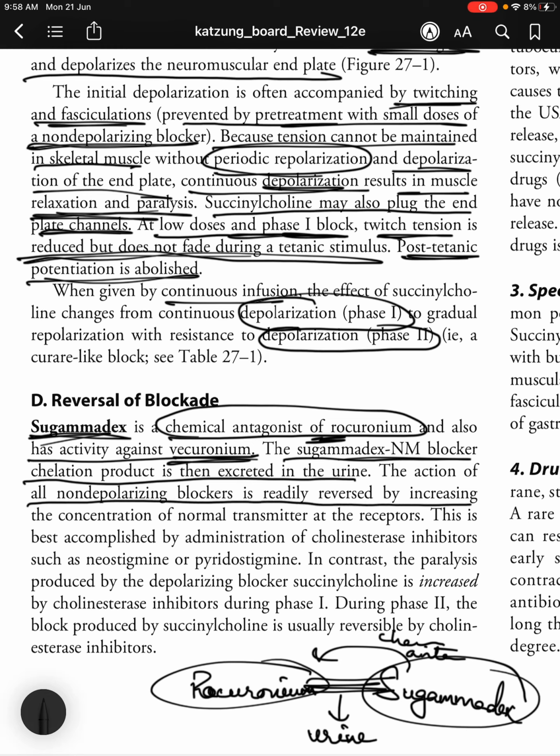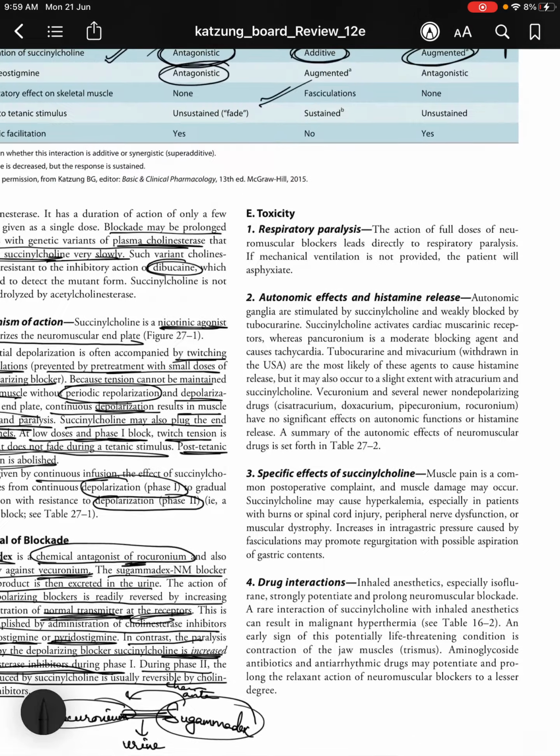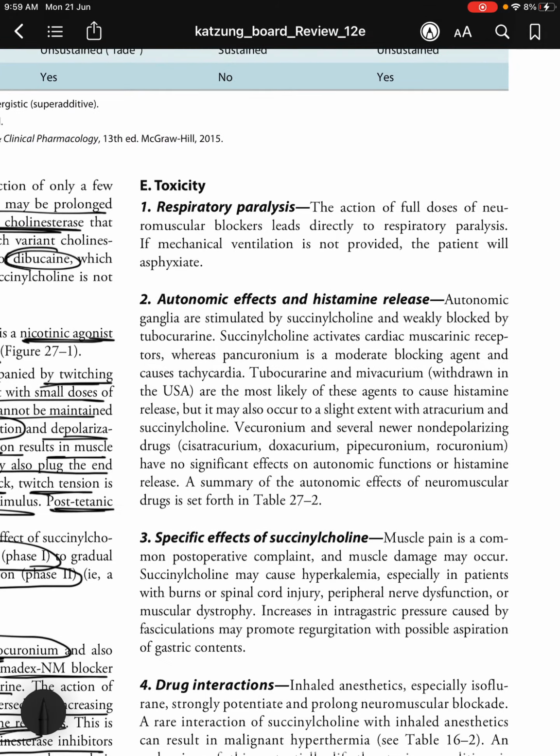So the action of all non-depolarizing blockers is readily reversed by increasing the concentration of normal transmitter at the receptors. This is best accomplished by administration of cholinesterase inhibitors such as neostigmine or pyridostigmine. Okay, so in contrast, the paralysis produced by depolarizing blocker succinylcholine is increased by cholinesterase inhibitors during phase 1. During phase 2, the block produced by succinylcholine is usually reversible by cholinesterase inhibitors.